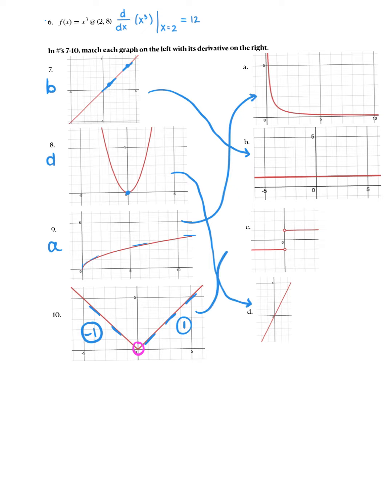That's this graph, letter C. And again, you've seen that graph before. We've worked with that graph quite a bit. So that represents the derivative of an absolute value function.